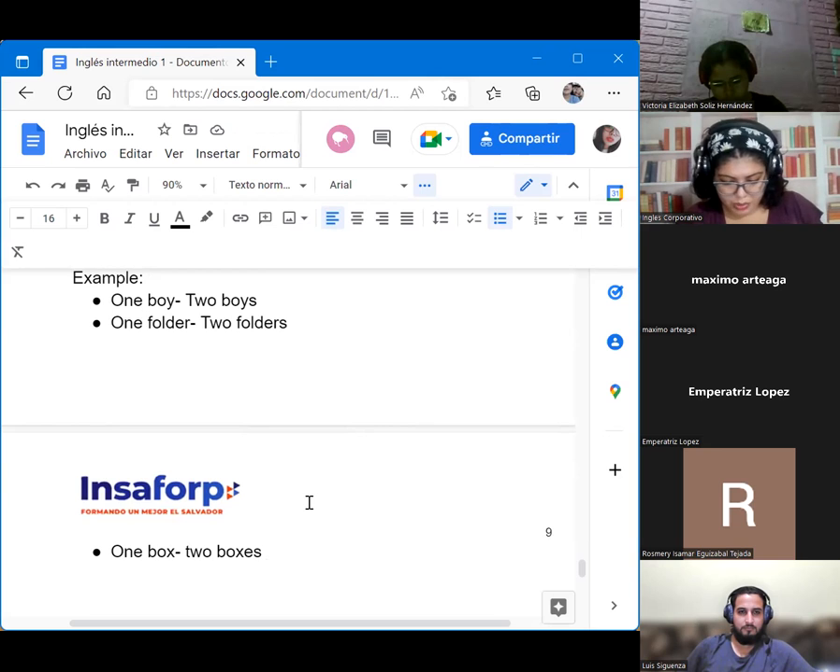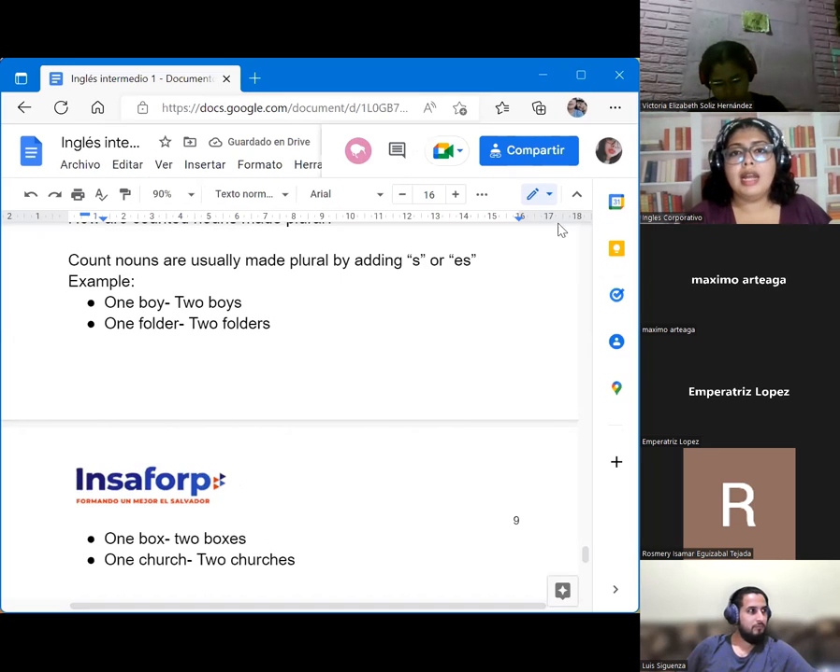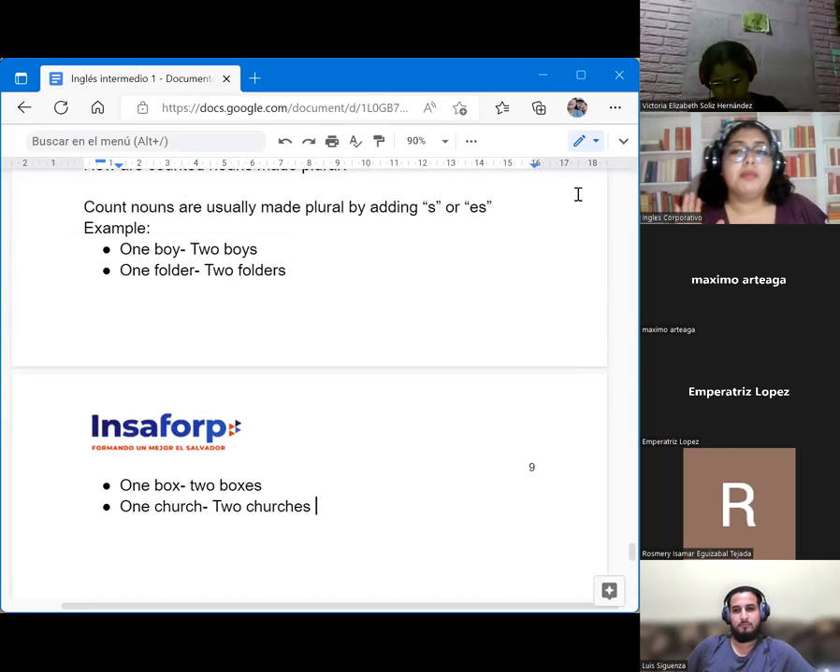Then we have one church, and then we have two churches. En esta parte vemos que es bastante sencillo transformar algunas palabras a plural, porque simplemente le agregamos la S o la ES al final. No es tan complicado en ese sentido.